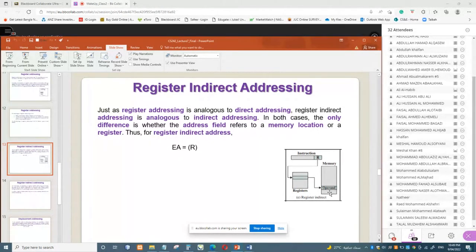Yes, clear. Okay. So register addressing and register indirect addressing, try to understand the difference. In register addressing, the instruction contains the number of the register, and the register contains your operand. But in case of register indirect addressing, the instruction contains the number of the register, but the register is not containing your operand. The register contains the address of your memory location, where the memory location contains your operand. So that's why it's called register indirect addressing. Are you understanding?